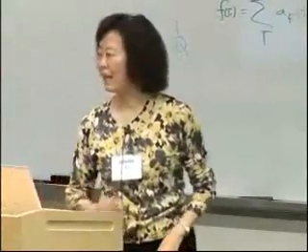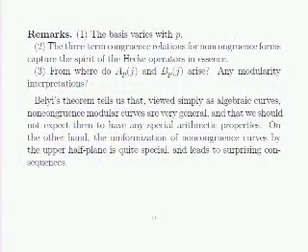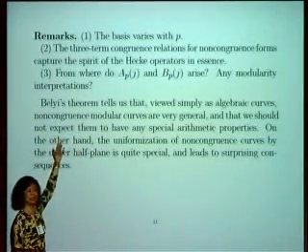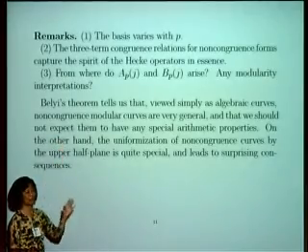And the third one is, where do these APs and the BPs come from? And are there any modularity interpretations? Because they have these properties, which is just like the congruence modular forms have.